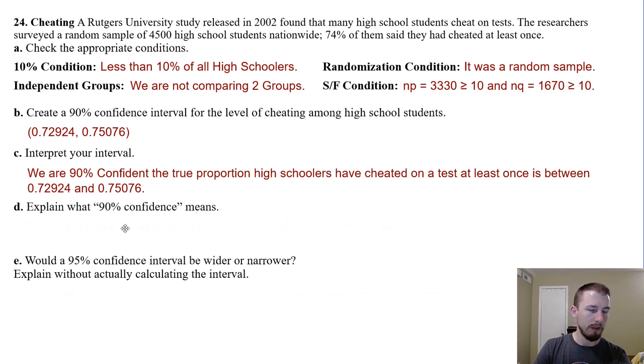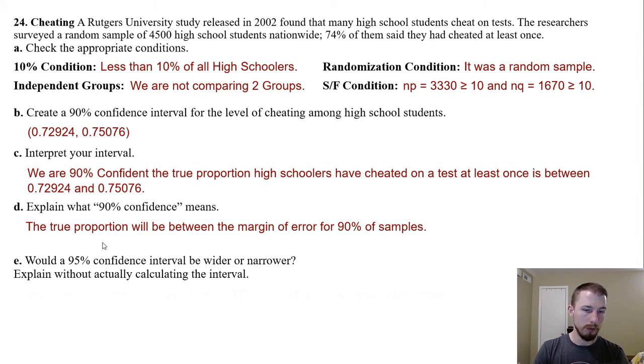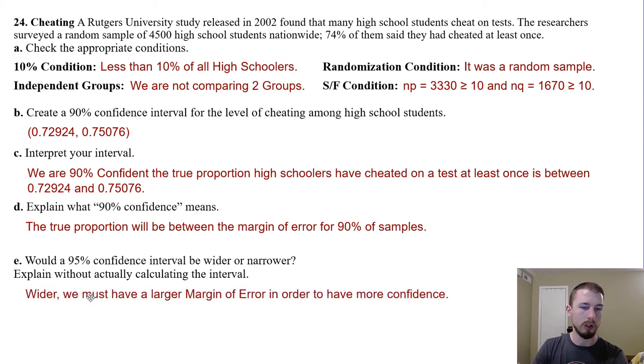All right, explain what 90% confidence means. So the true proportion is within the margin of error of 90% of samples. So the true proportion would be within the margin of error of 90% of samples, exactly what I just said. Would a 95% confidence interval be wider or narrower? So in order for us to increase our level of confidence, we'd have to increase our margin of error, which means it would be a wider interval. So wider, we must have a larger margin of error in order to have more confidence without increasing our sample size.